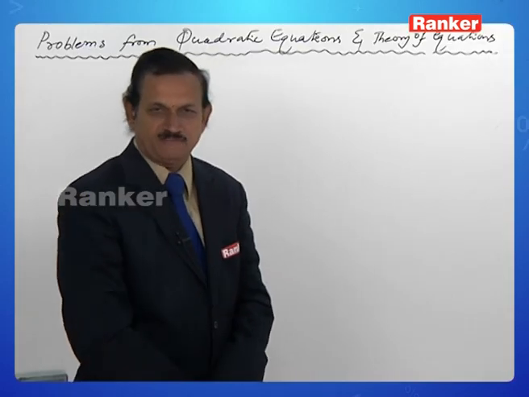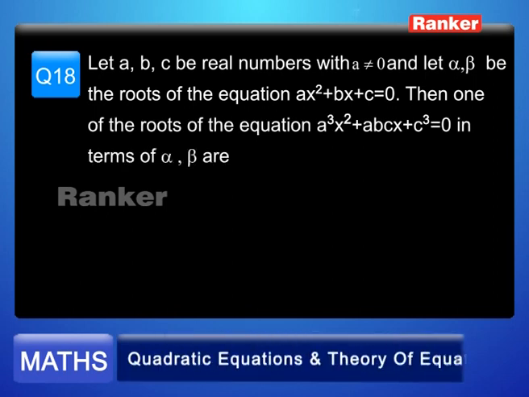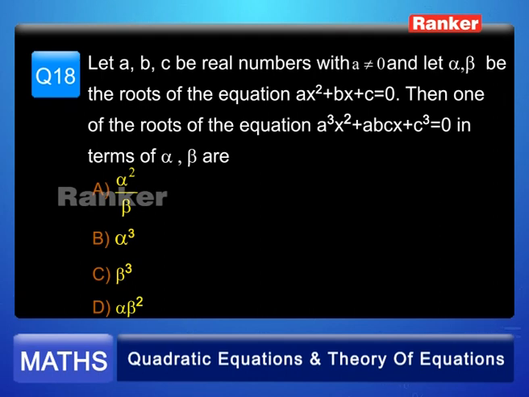The next question before us is, a, b, c are real numbers with a not equal to 0 and alpha, beta are the roots of the equation ax square plus bx plus c is equal to 0. Then one of the roots of the equation a cube x square plus abc x plus c cube is equal to 0 in terms of alpha and beta is. The first option is alpha square by beta, second option is alpha cube, third option is beta cube, and the fourth option, that is option D, is alpha beta square.